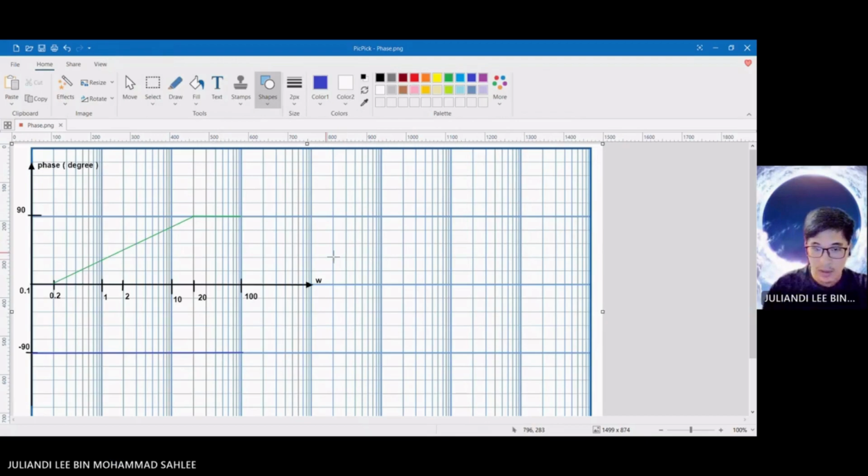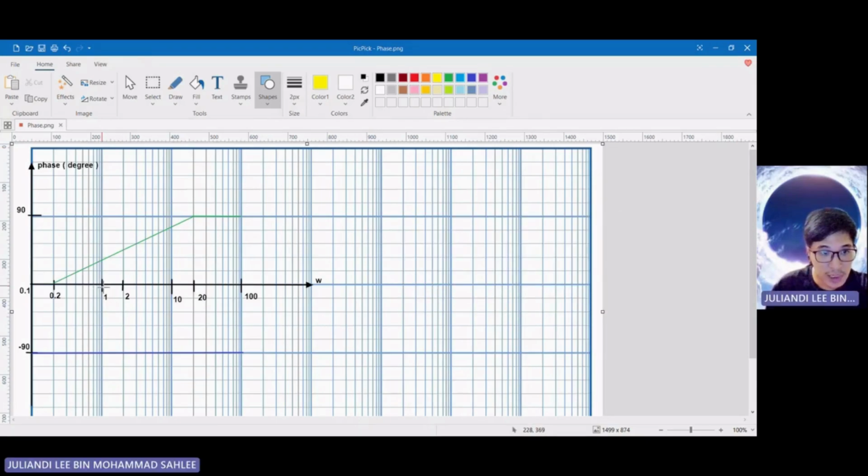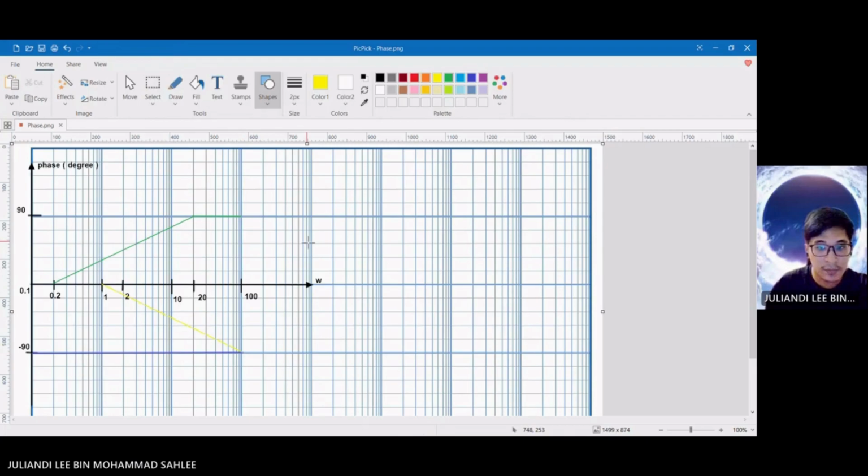Then for 1 plus derivative over 10, you start at 1. For that, I will use the color yellow, and we'll go down since it's in the negative area. So we go down until it reaches 100. Like that.